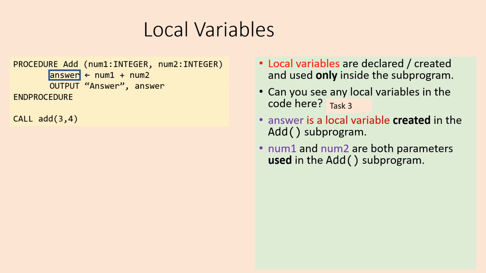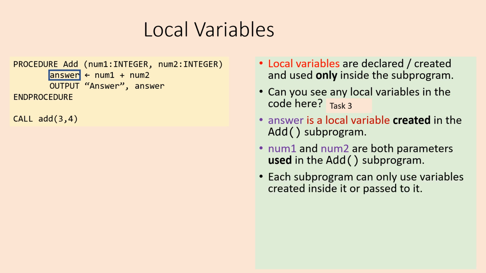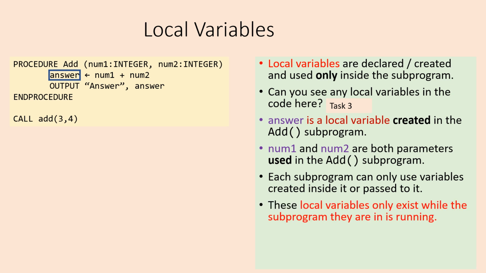Now, num1 and num2 here, these are parameters. So parameters act a little bit like local variables. So they only exist whilst the subprogram is running, and they can only be accessed inside the subprogram. So they act a little bit like local variables, but they are parameters. Okay, so each subprogram can only use the variables that are created inside it or are passed to it, i.e. the parameters. So these local variables and the parameters only exist while the subprogram is running.